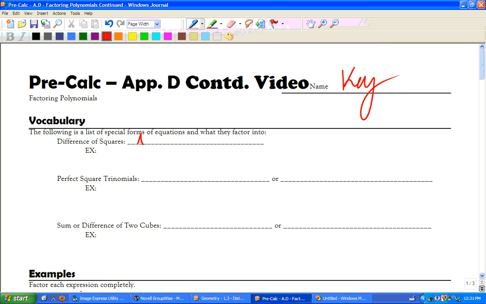The general formula is a squared minus b squared. I know it's really not surprising, but you're squaring two different things, you're subtracting. Subtraction means difference. It's a difference of squares. A squared minus b squared always factors into a plus b times a minus b.